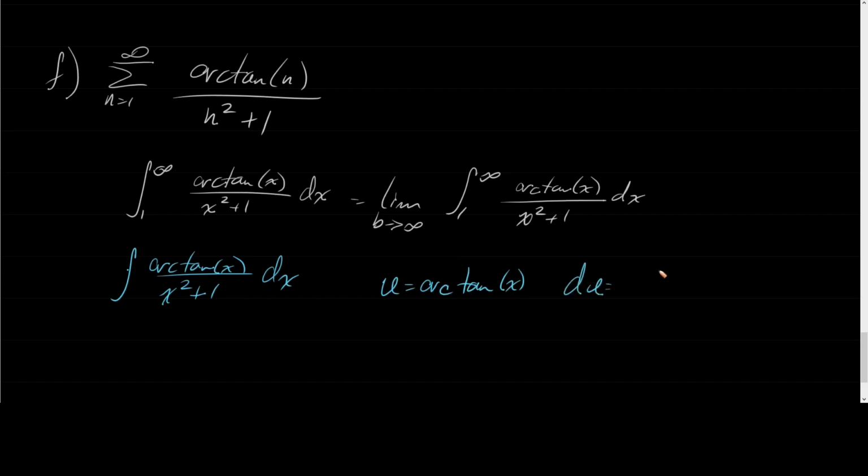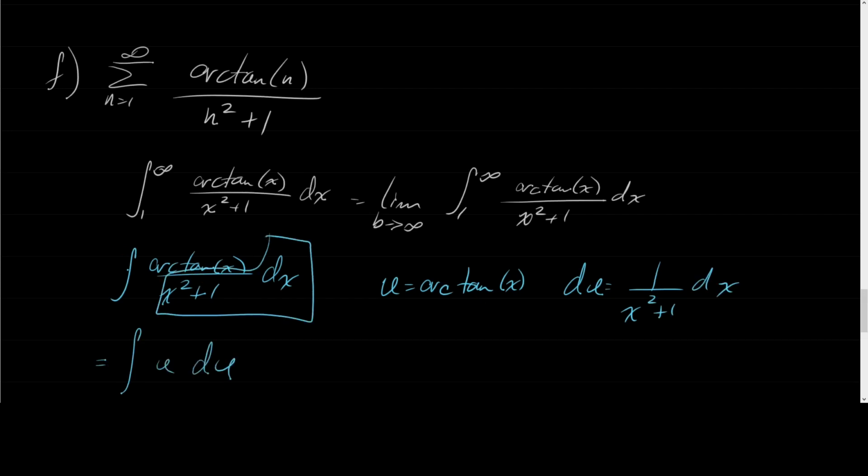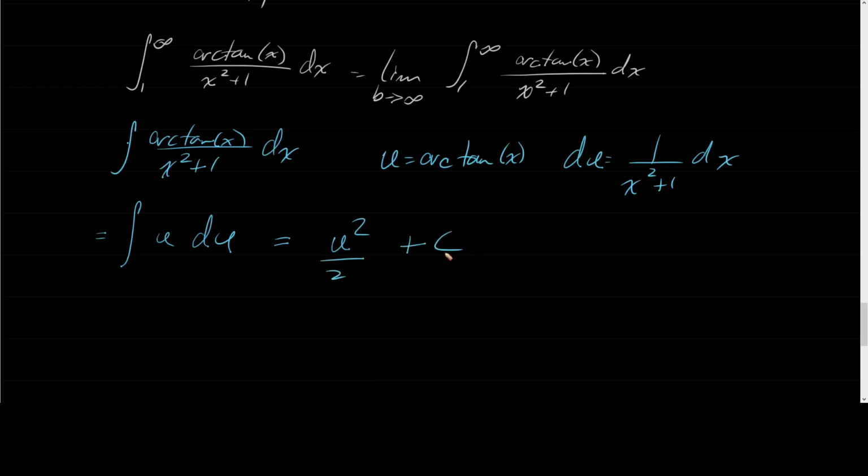And then our du would be 1 over x squared plus 1 dx, right? Because that's the derivative of arctan. So from here, what this tells us now is that we get the integral of u du, right? Because that's dx over x squared plus 1. That's our du. And then that arctan was just our u. So this gives me u squared over 2, right? Plus c. But u was arctan, right? So here I end up with arctan of x squared over 2 plus c.